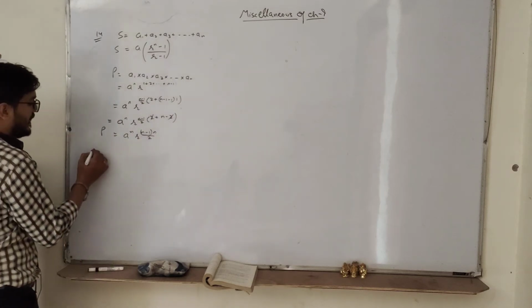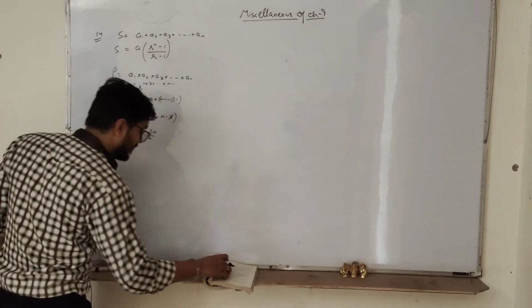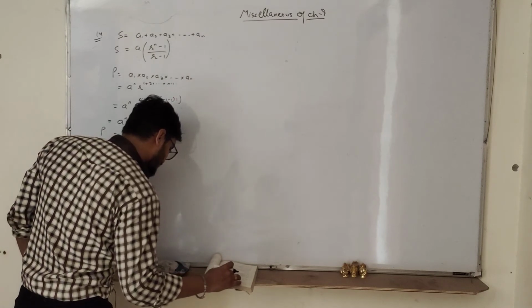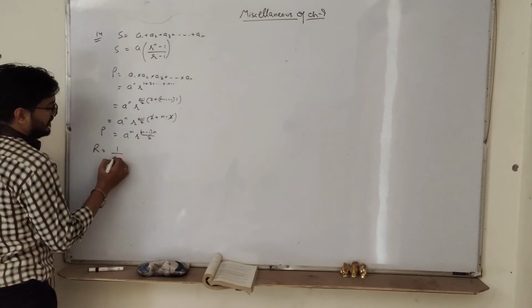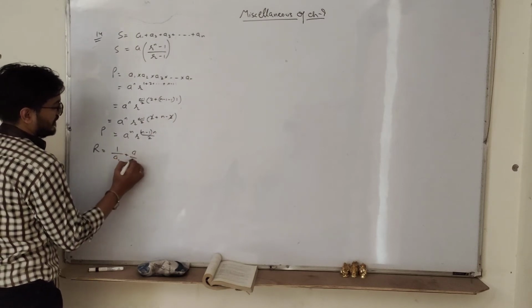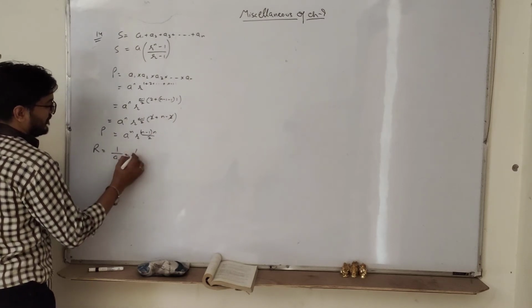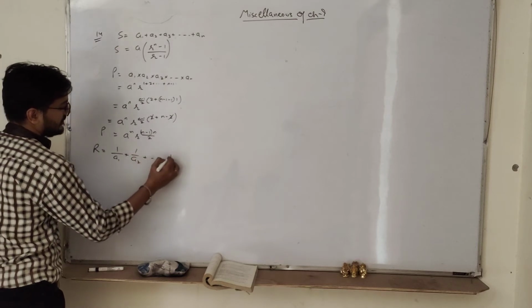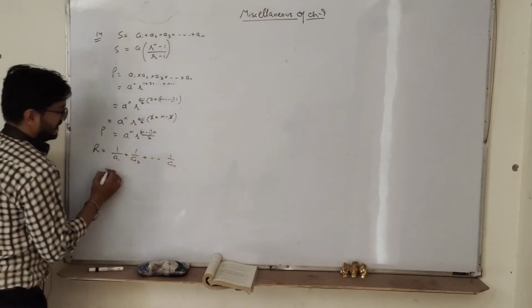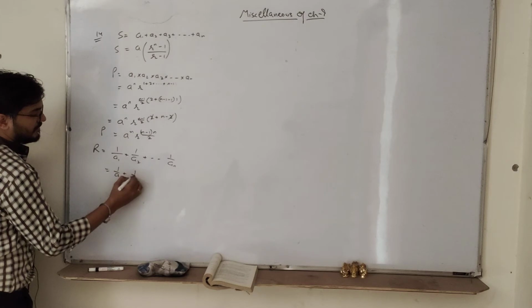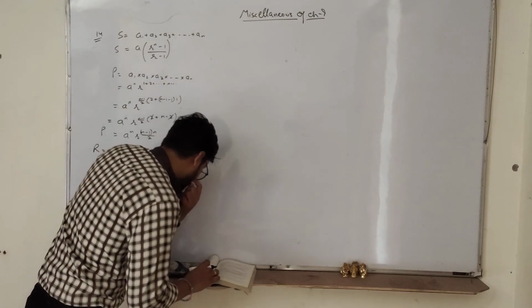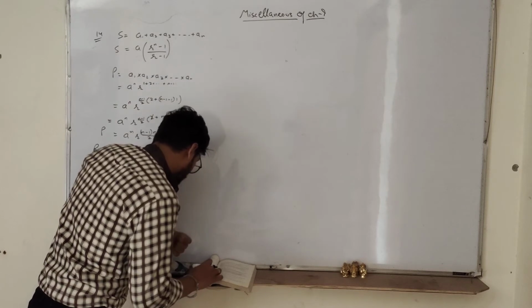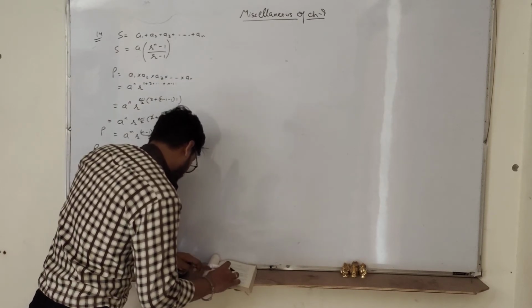Similarly, R is the sum of reciprocals of the n terms, right? So 1 upon A1 plus 1 upon A2, plus 1 upon A2, plus 1 upon An. So 1 upon A plus 1 upon... okay, these terms are in GP, right? Yes, it is. Just hold on.